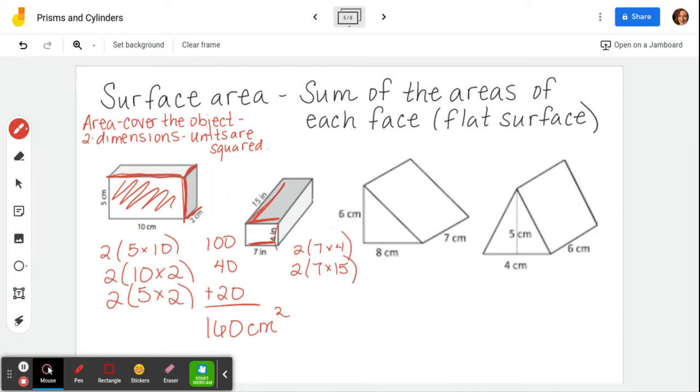And then the left and the right, let's see, it's 15 this way and 4 this way. So 2, 15 by 4. Okay, let's figure out what that is. I'm going to write them down below.